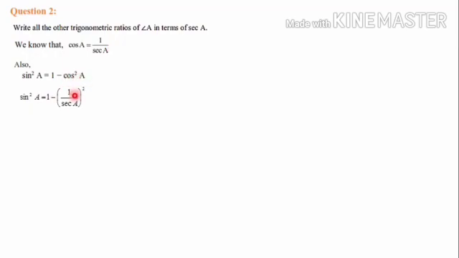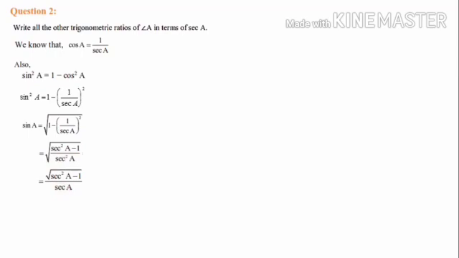Cos square A is 1 by sec A the whole square. Let's go for the calculation, that is sin A is equal to root of 1 minus 1 by sec A the whole square. Let's take the LCM, that is sec square A is the LCM. Sec square A into 1 is sec square A minus 1 is the numerator. So root of sec square A minus 1 divided by sec square A. That is equal to root of sec square A minus 1 divided by root sec square A is sec A.